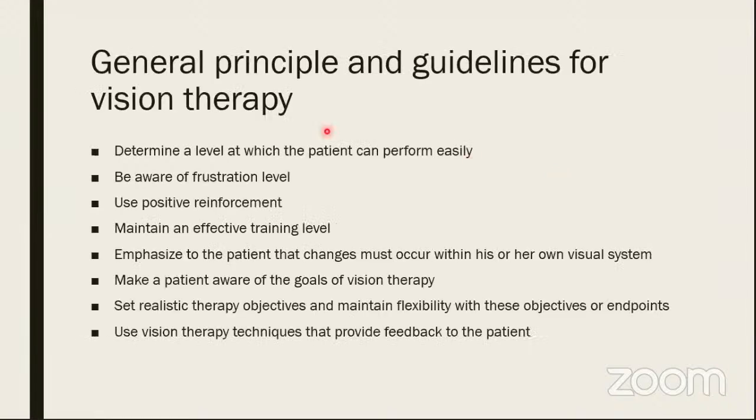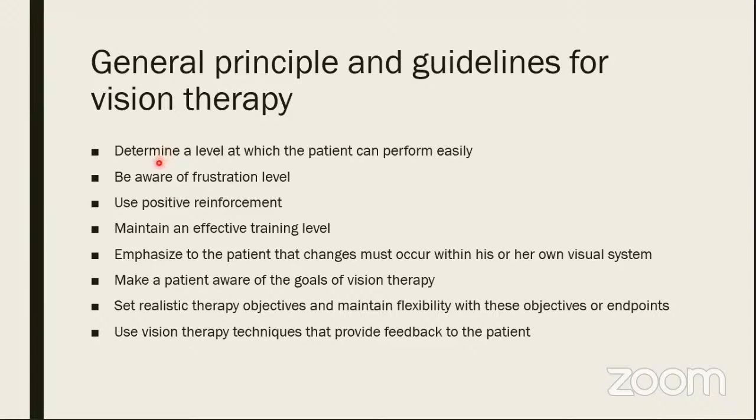Okay, and then VT. So now with all these things, we'll go into the vision therapy part. Some take points for VT: after the refractive corrections, the spectacle correction, and prescription of prism and all, then we'll go for vision therapy. So what are some take points for vision therapy?